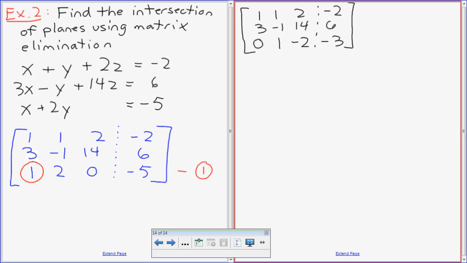Why is it minus 2? Because you're subtracting, right? So it should be this minus the first row. So 1 minus 1 is 0, 2 minus 1 is 1, 0 minus 2 is negative 2. Unless I did that wrong.